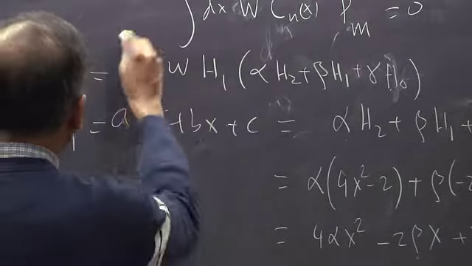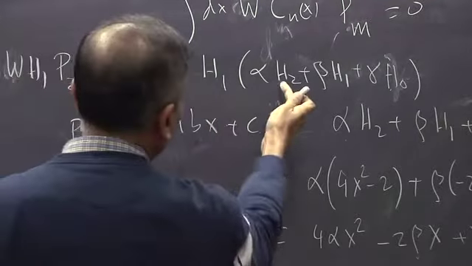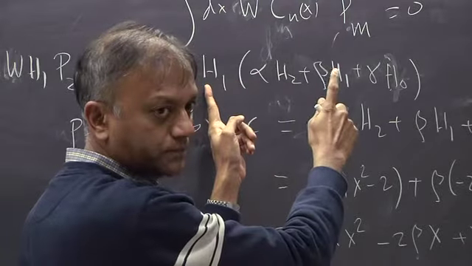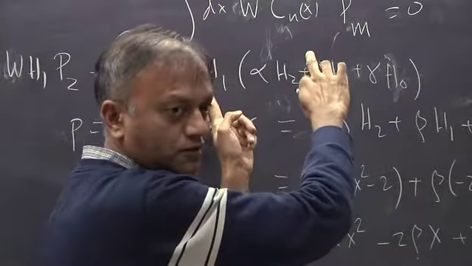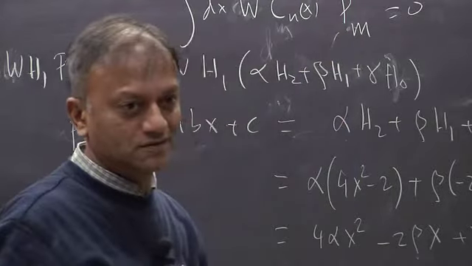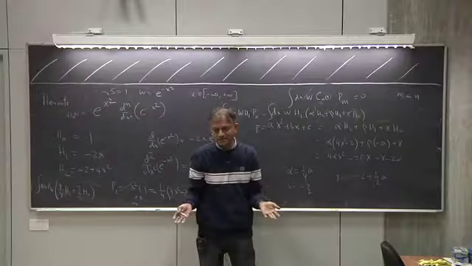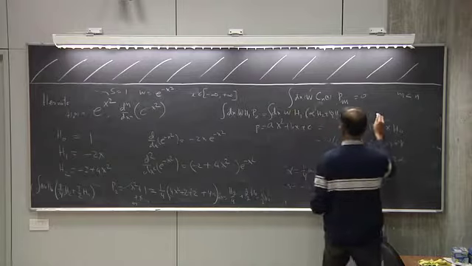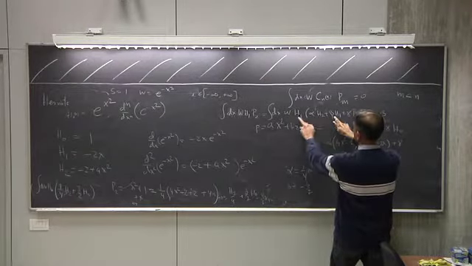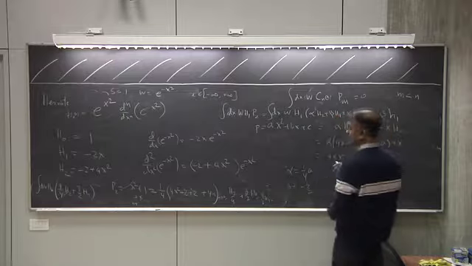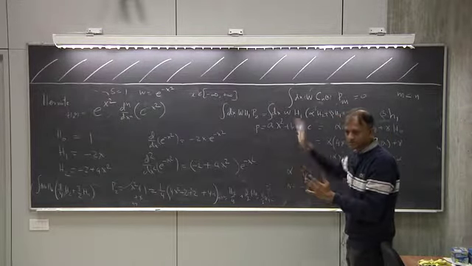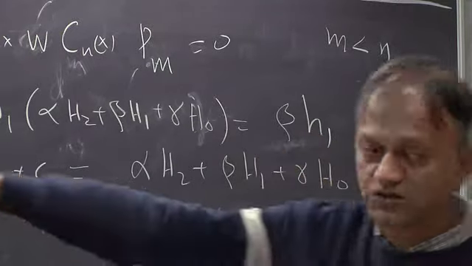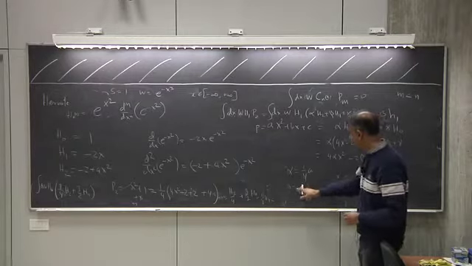Now we know that this integral vanishes, because these are orthogonal polynomials. So h1 with h2 will be 0, h1 with h0 will also be 0, but h1 with h1 cannot be 0. That's the norm square of that vector, that's not 0. So this result simply gives me beta times the normalization, small h1, which is the length square of capital H1. So this is not 0 if beta is not 0. And here we see that beta is in fact equal to minus b by 2.